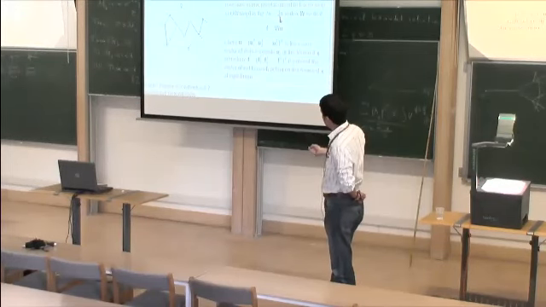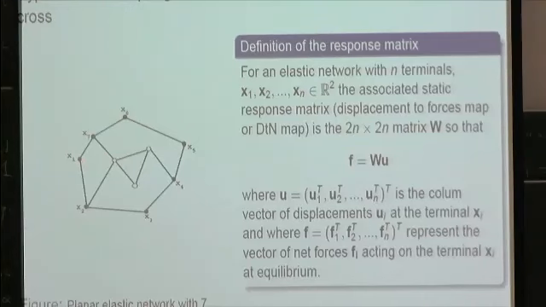This is an example of a 7-terminal elastic network. So we are interested in finding the Dirichlet to Neumann map at the terminals regardless of the interior nodes. I represented the interior nodes here with the white circles.